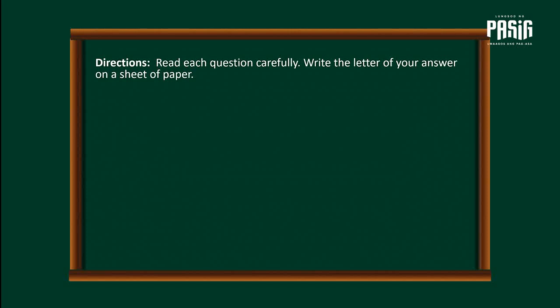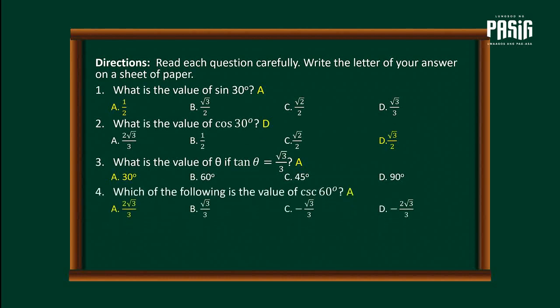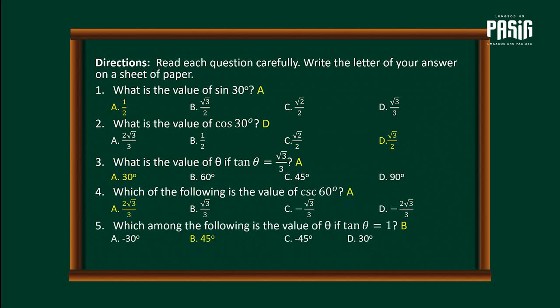Now let us answer. For number 1, the answer is A. For number 2, we have D. For number 3, we have A. For number 4, the correct answer is A. And for number 5, the correct answer is B.